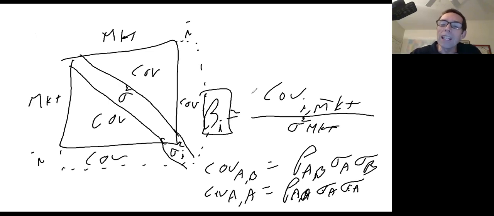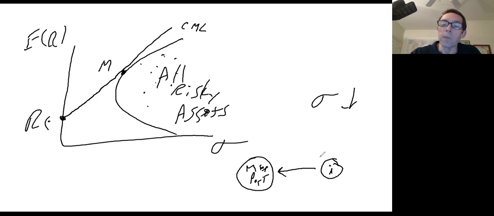And we're not interested in the risk of stock I. What we're interested in is how does stock I affect the risk of the market portfolio when I add it to the market portfolio. And we're interested in that because everybody's going to be owning the market portfolio. That's the only risky asset that people are going to invest in so that they can get on this capital market line because they want higher expected returns and lower standard deviations.